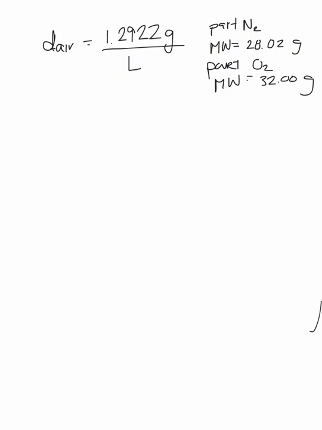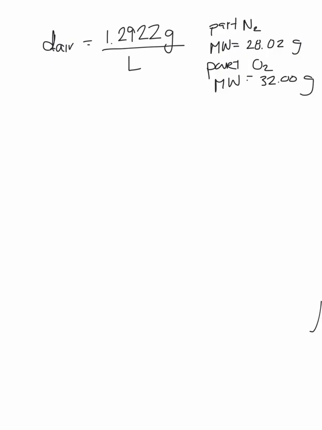So this is the problem from the pre-class quiz. Air has a density of 1.2922 grams per liter at standard temperature and pressure, which for gases is 0 degrees Celsius and 1 atmosphere of pressure. Assuming air is composed of only nitrogen, N2, and oxygen, O2 gas, what must the percentage of moles of nitrogen in air be? All right, so we know the molecular weight of N2 is 28.02.